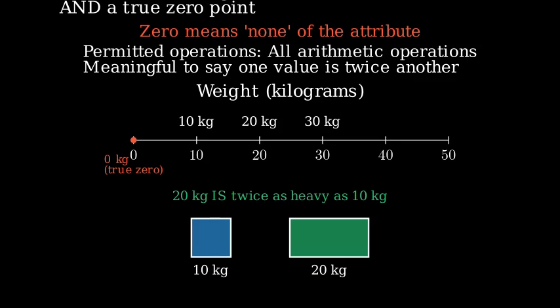For nominal data, we can only count. With ordinal data, we can count and rank. With interval data, we can count, rank, add, and subtract. And with ratio data, we can perform all arithmetic operations, including multiplication and division.